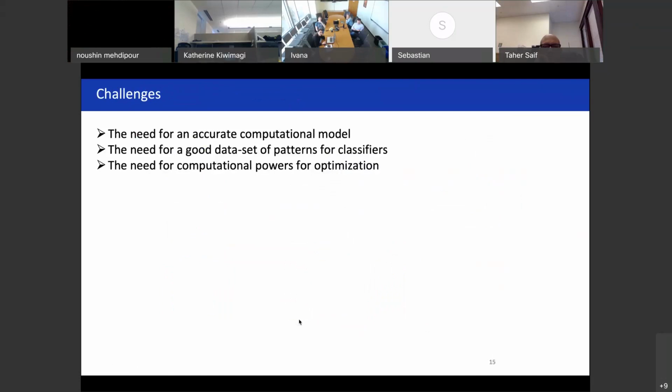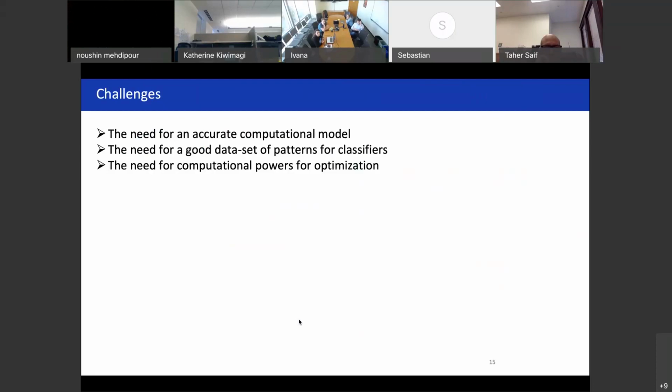So I guess the challenges of our work are that, first of all, we need an accurate computational model, which exactly mimics the experiments that are done in the lab. Most of the time is usually spent on making sure that the model can capture the data that we have from the experiments. And for the classifiers, we definitely would need a good data set of patterns.